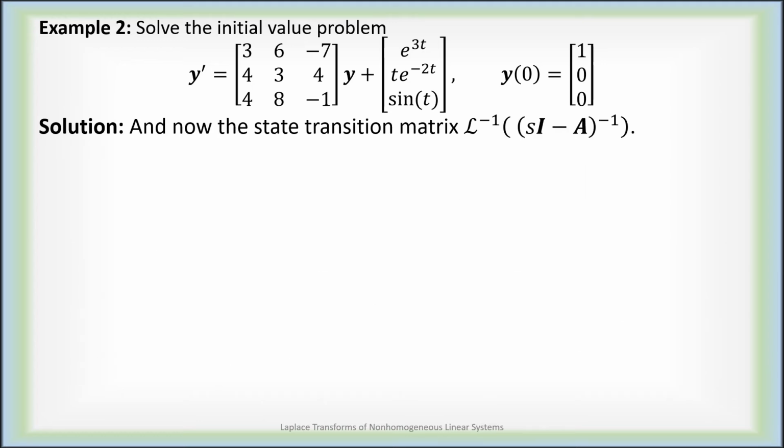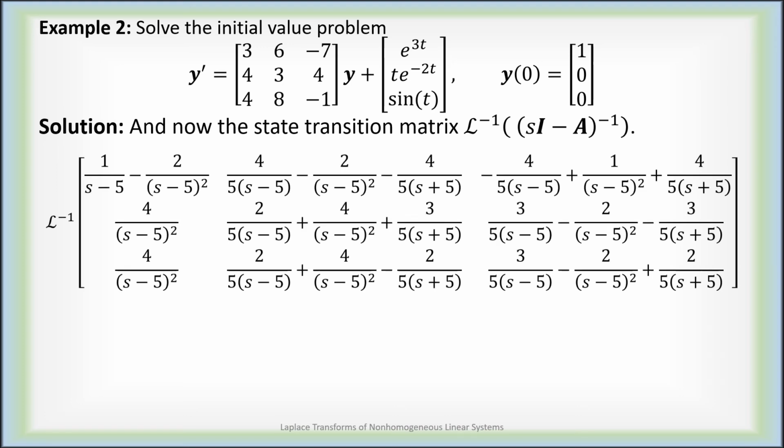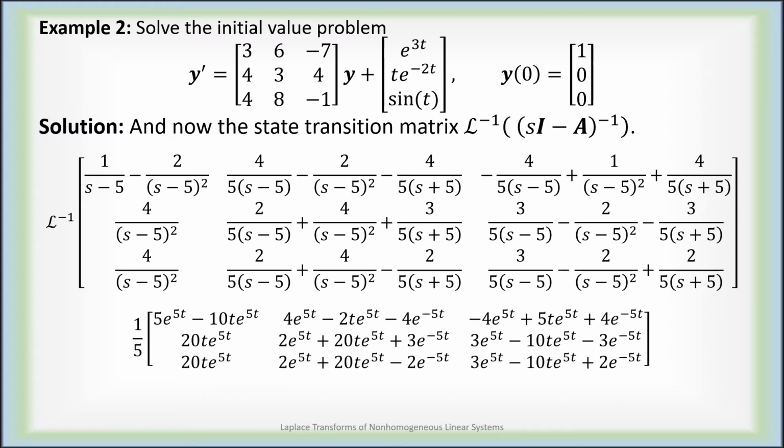Now I can compute the state transition matrix by taking the inverse Laplace transform of this enormous mess. This step actually isn't that hard. Terms with denominator s minus 5 will generate e to the 5t. Denominator of (s minus 5) squared corresponds to t e to the 5t. And so we just hack through and see what we get. And here's what you get.